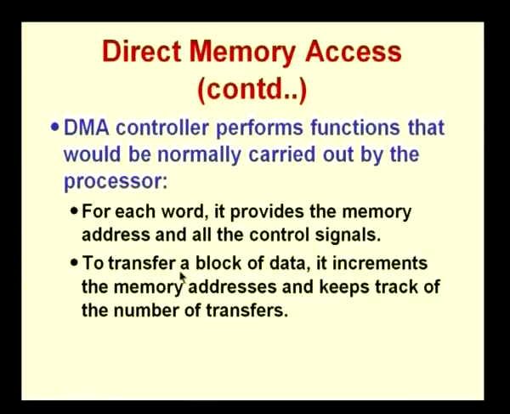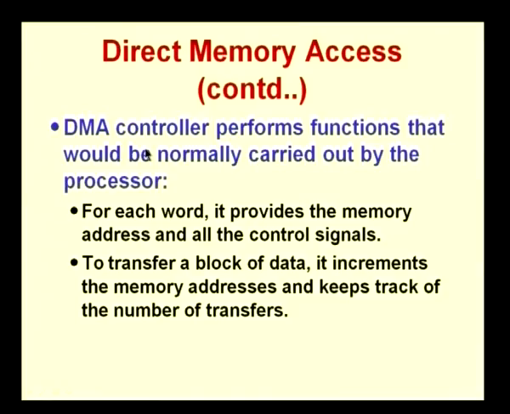And to transfer a block of data, if the entire block of data is to be transferred, then it will have to increment the memory addresses and keep track of the number of transfers. That is, let us say you are transferring 100 bytes at a time. The number 100, which indicates the number of bytes that need to be transferred, has to be kept track of by the DMA controller, and also it has to make sure that it goes into the correct addresses. So, incrementing of the addresses will also have to be done by the DMA controller. That is, put out the right memory addresses and the right control signals in order for this data transfer to be completed correctly. That has to be handled by this DMA controller.